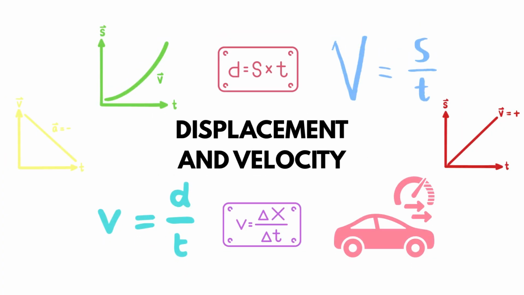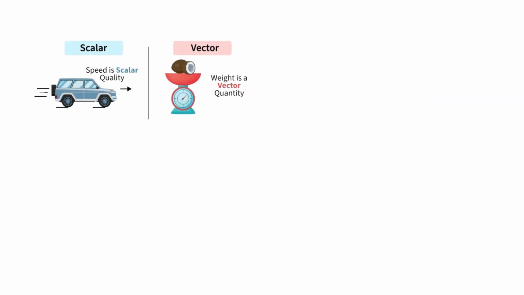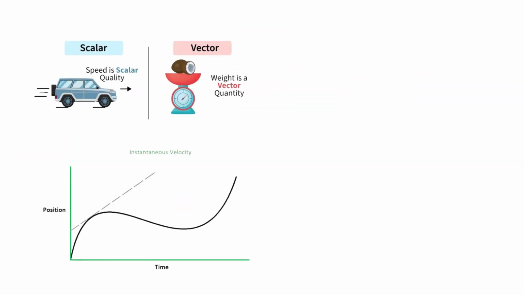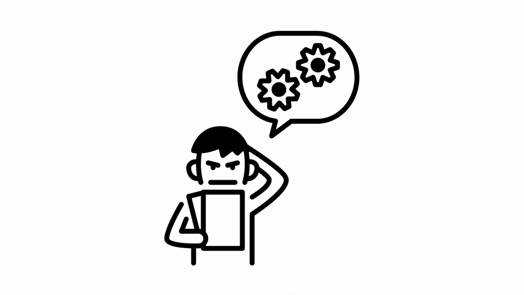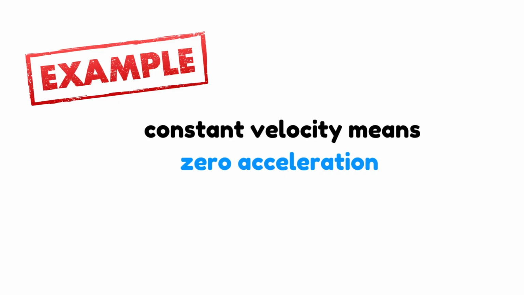So that's displacement and velocity, from scalar versus vector quantities to instantaneous and average velocity and even acceleration. On the MCAT, the key isn't just memorizing formulas, but knowing which one applies in context. For example, constant velocity means 0 acceleration, a favorite test day trick.